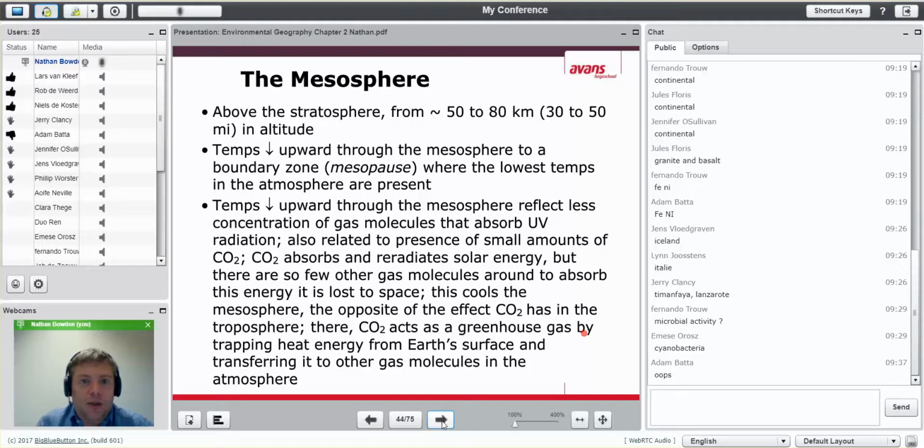The mesosphere is above that. Here the temperatures now decrease to a boundary zone called the mesopause, where the lowest temperatures in the atmosphere are present. Temperatures decrease upwards through the mesosphere, reflecting less concentration of gas molecules that absorb UV radiation. It's also related to the presence of small amounts of CO2, which absorb re-radiated solar energy. There are a few other gases, but it's mostly just CO2.